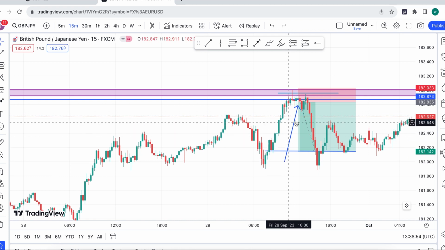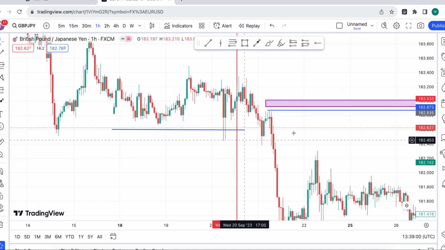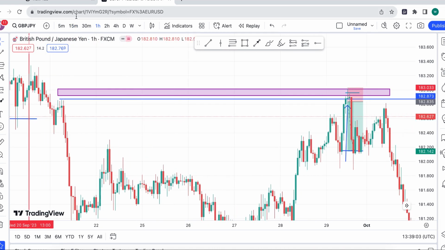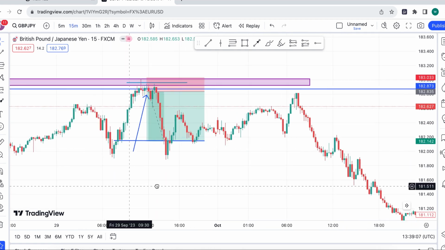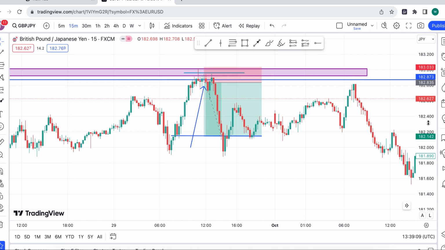And for this occasion here, we've entered on this position. We've analyzed the market on the 1 hour time frame, then we came down to the 15 minutes time frame for our entry. So as you can tell, we've entered on the 15-minute time frame, making this a proper sniper entry.